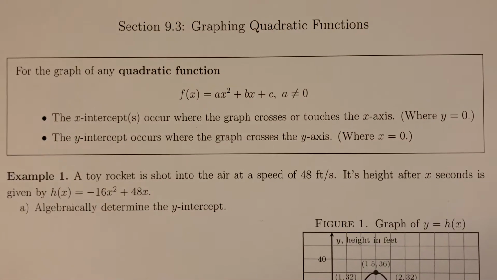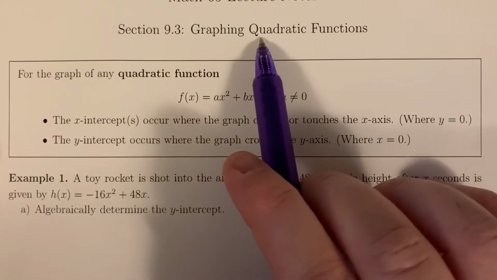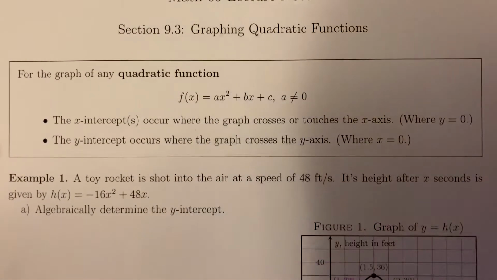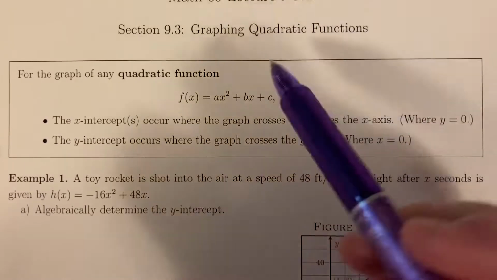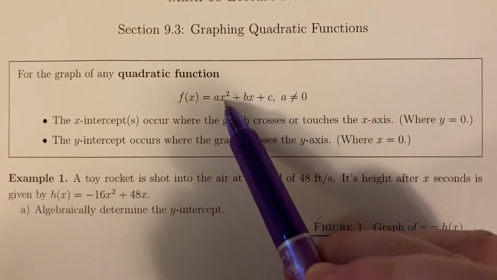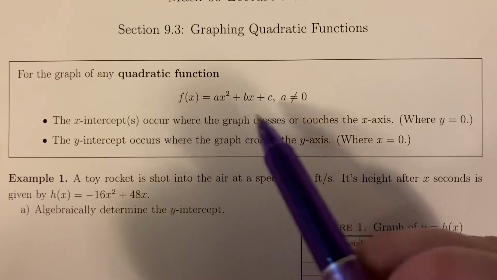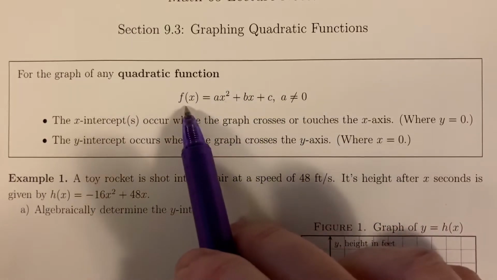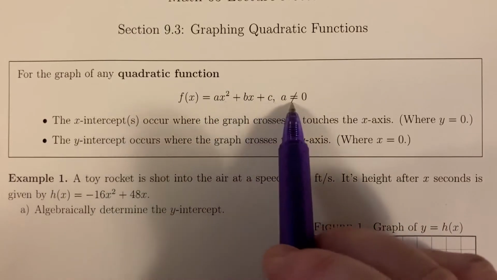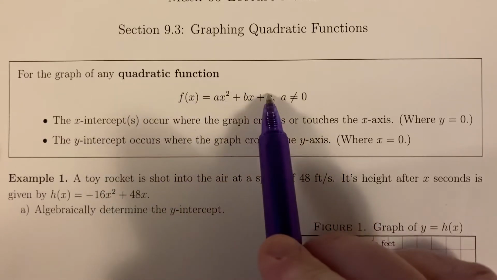Section 9.3 is about graphing quadratic functions. So when we say quadratic, we just mean that it's a polynomial of degree 2. That means that x squared is the highest power. And so it should look like f of x equals ax squared plus bx plus c. That's what we mean by quadratic function.